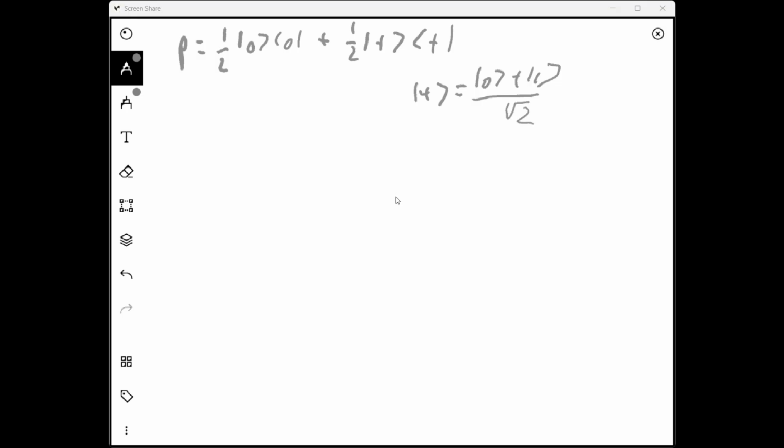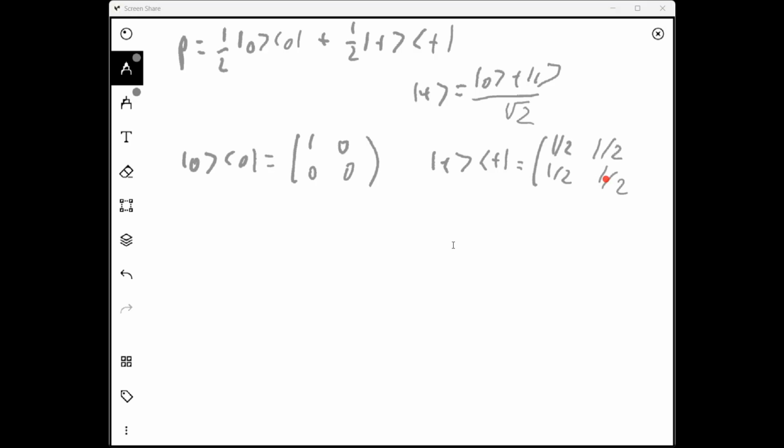So we want to rewrite this into the matrix form. And you have plus plus, which is 1 over 2, 1 over 2, 1 over 2, 1 over 2. But because it's 1 over 2 and 1 over 2, we divide everything by 2. So it's like 1 over 2, 1 over 4, 1 over 2, 1 over 4. And so it just means that P is 3 over 4, 1 over 4, 1 over 4, 1 over 4.